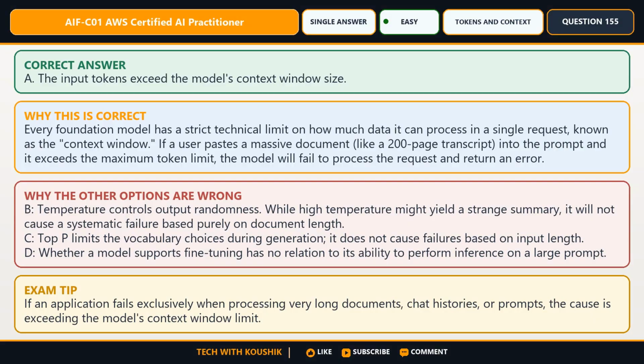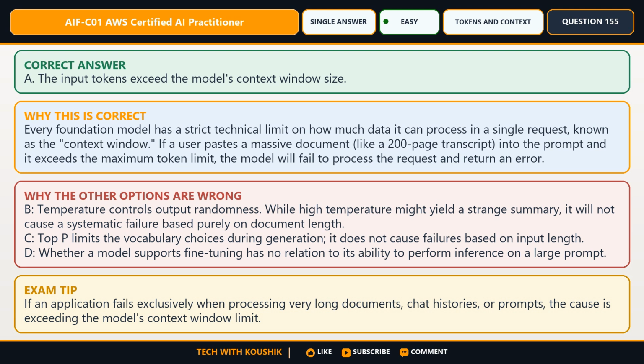The best answer is A. The input tokens exceed the model's context window size. The key clue points here because every foundation model has a strict technical limit on how much data it can process in a single request, known as the context window. If a user pastes a massive document, like a 200-page transcript, into the prompt and it exceeds the maximum token limit, the model will fail to process the request and return an error.